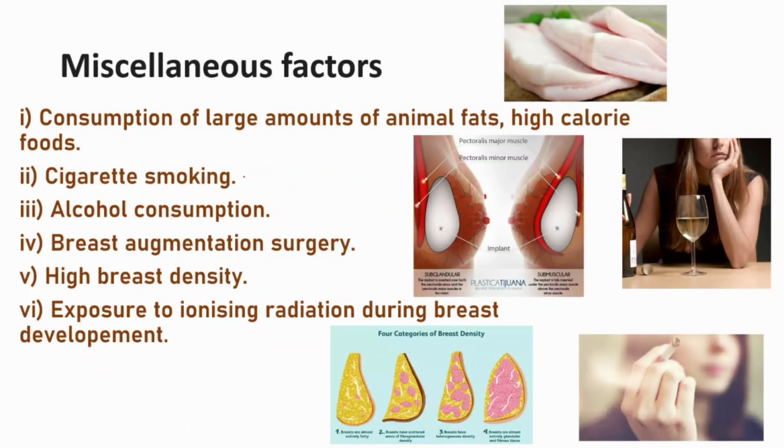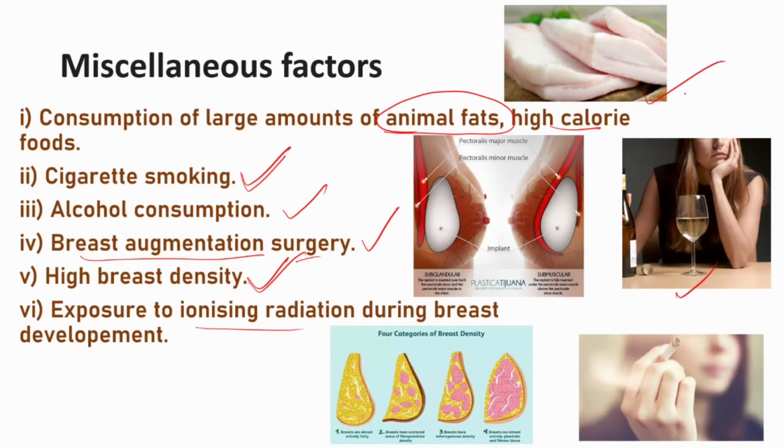And some miscellaneous factors like cigarette smoking, high amount of animal fat diet, high calorie diet, alcohol consumption, and breast augmentation surgeries to increase breast size. High breast density, like fibrous tissue, less fat and high density, carries high risk. And exposure to ionizing radiation during breast development. So alcohol, high fat animal diet, smoking, high density of breast, and breast augmentation surgeries, all these are risk factors for breast cancer.